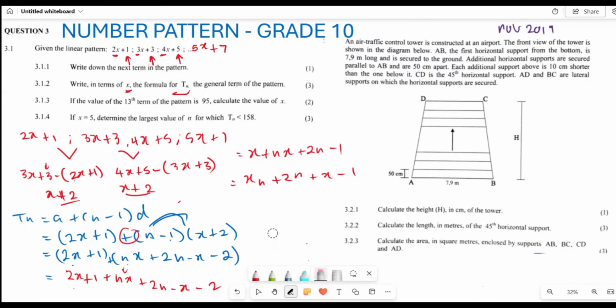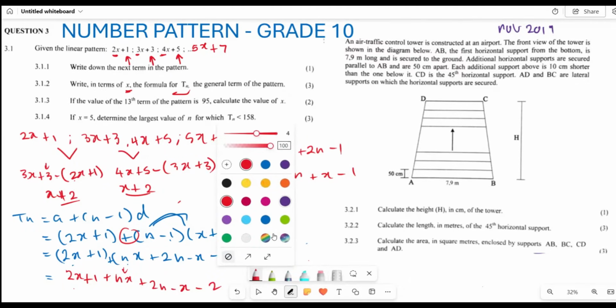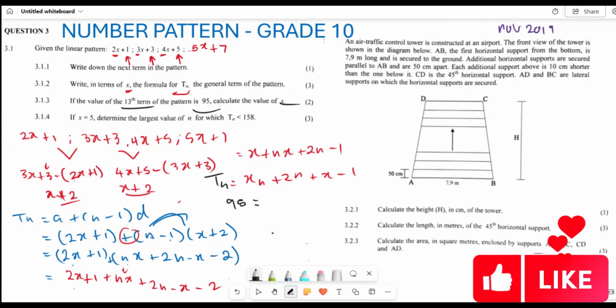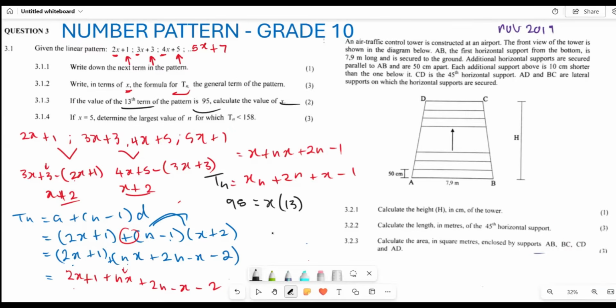So now what is it that you are given here? If you look at the next question, they are saying if the value of the 13th term is 95, calculate the value of x, right? So remember, this was Tn. So 95 is equal to, where there is n, you write 13, which means this is the same as x into 13 plus 2 into 13, then plus x minus 1. Then we can just collect like terms and work from here, right?